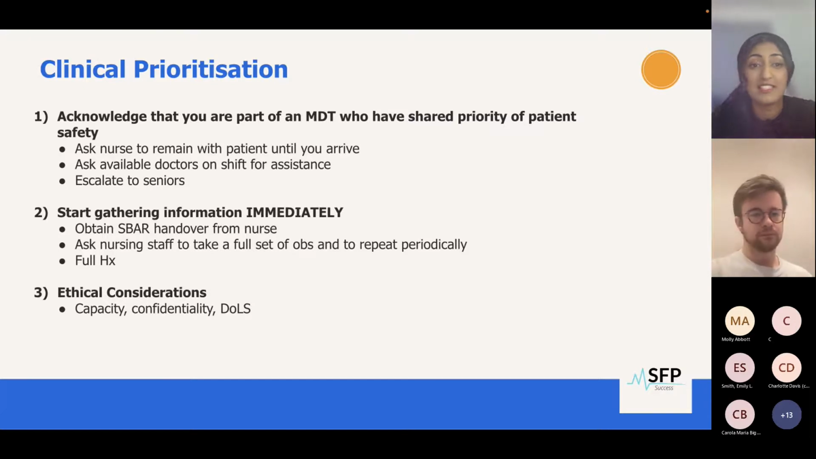So acknowledge that and say it in the sentence that we've put on the slide, reflecting that you all have a shared priority for this patient. That's a really good way to set the scene before you go into the scenario, and it gives you that little bit of thinking time as well.